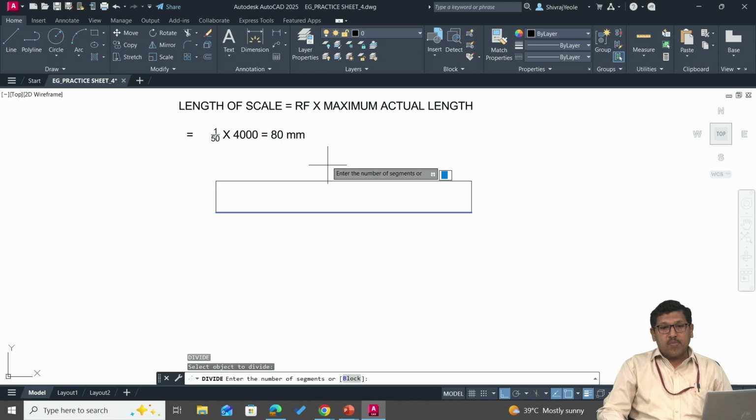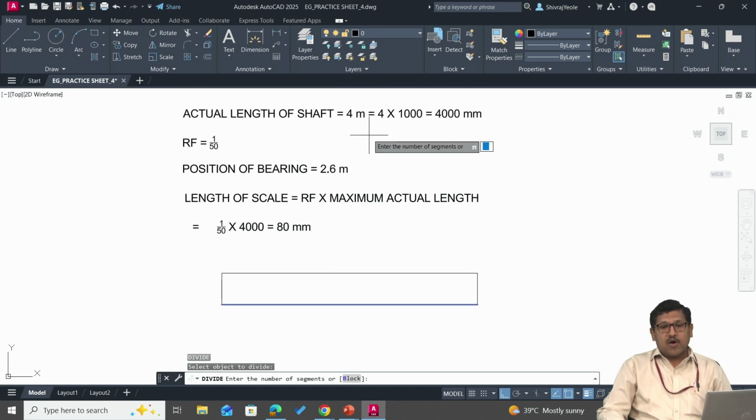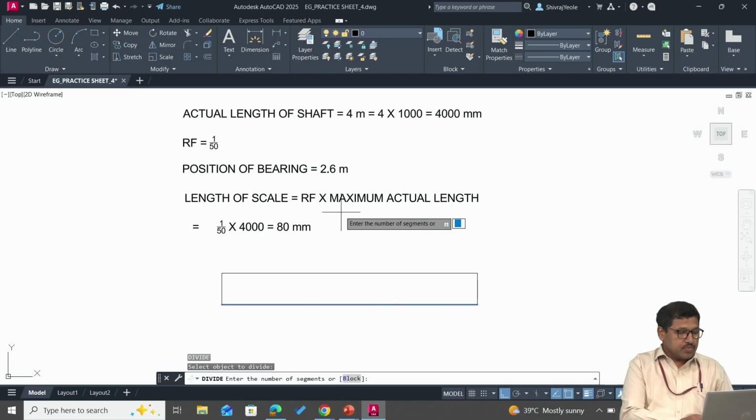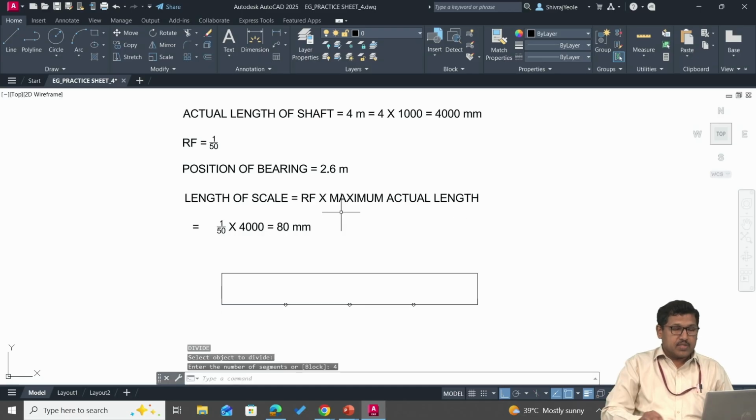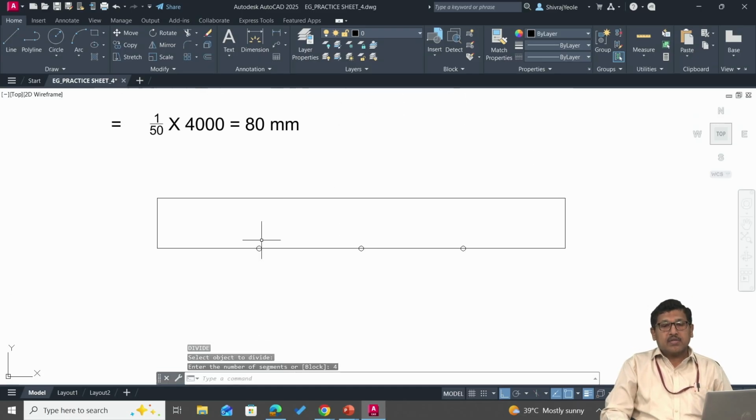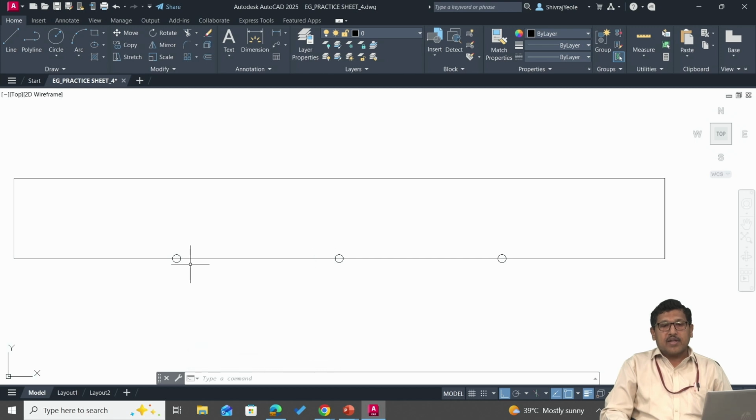Now make use of the divide command and divide this original line into number of parts. Now how many parts we should make? So we have been told in the problem statement that this scale should represent 4 meters length. So this 80 mm line should be divided in such a way that it represents 4 meters. So that means we will be dividing it into 4 equal parts, and each part will represent a length of 1 meter. So I'll type 4 and press enter. Now you can see the line has been divided into 4 parts and points are shown over here.